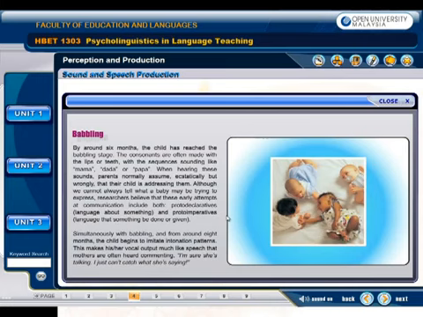By around 6 months, the child has reached the babbling stage. The consonants are often made with the lips or teeth, with the sequences sounding like mama, dada, or papa. When hearing these sounds, parents normally assume, aesthetically but wrongly, that their child is addressing them.